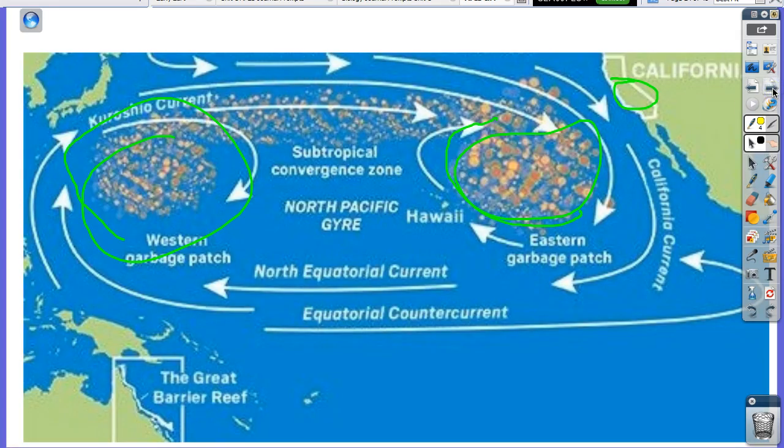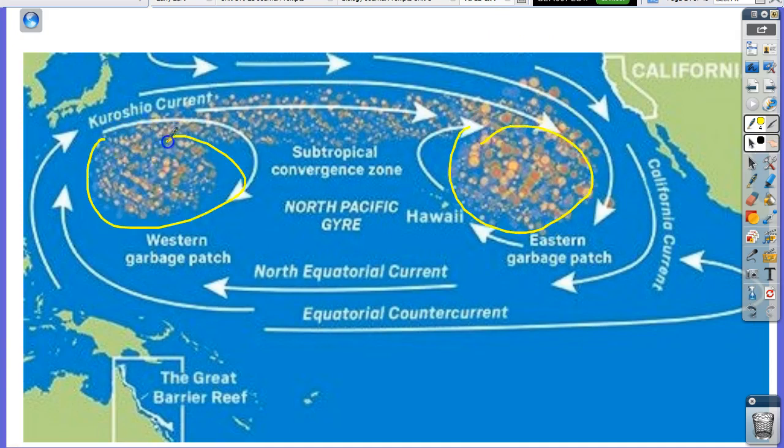Okay. I also wanted to talk to you about, we talked about the garbage patch, right? So this is the Great Pacific garbage patch. A lot of times we get debris collecting here. There are two garbage patches, the eastern and the western.